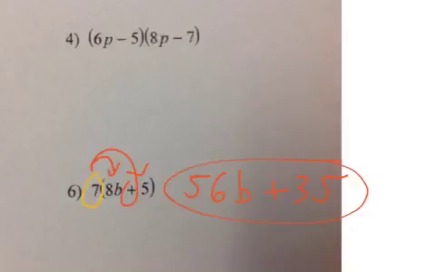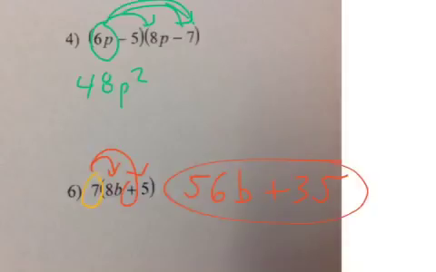Now look at problem 4. It looks a little different, but the idea is the same. Notice I have a 6p here, right? Well, it's going to times everything in the other parentheses. So I'm going to get 48p squared. And 6 times negative 7 is negative 42p.